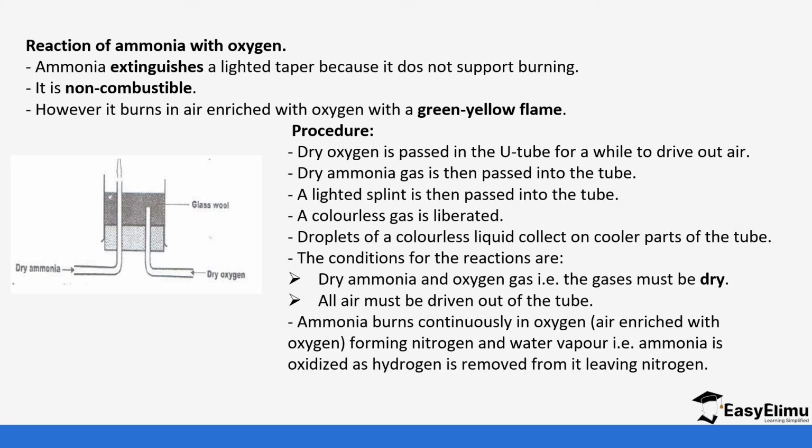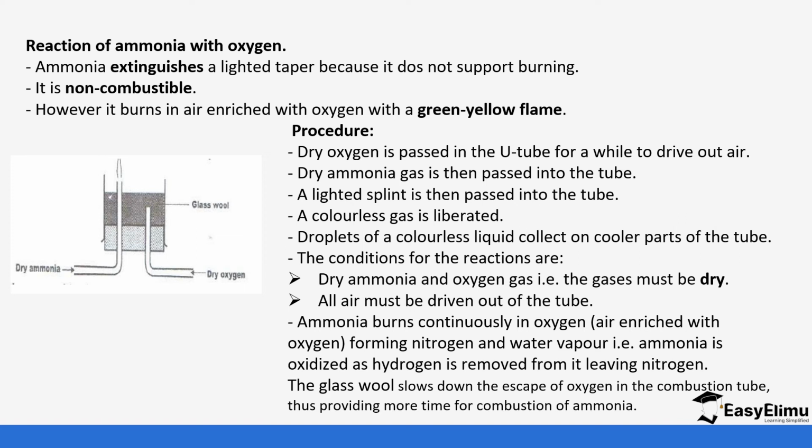Ammonia burns continuously in oxygen, forming nitrogen and water vapor. The ammonia is oxidized as hydrogen is removed from it, leaving nitrogen. The glass wool slows down the escape of oxygen in the combustion tube, thus providing more time for combustion. You see the glass wool where it has been placed, and you can see where the oxygen is coming in. The oxygen has directly been placed on the glass wool, so this allows the escape of oxygen to occur slowly. It gives it more time to react with the ammonia gas. So that's the equation: ammonia plus oxygen forms nitrogen gas and water.